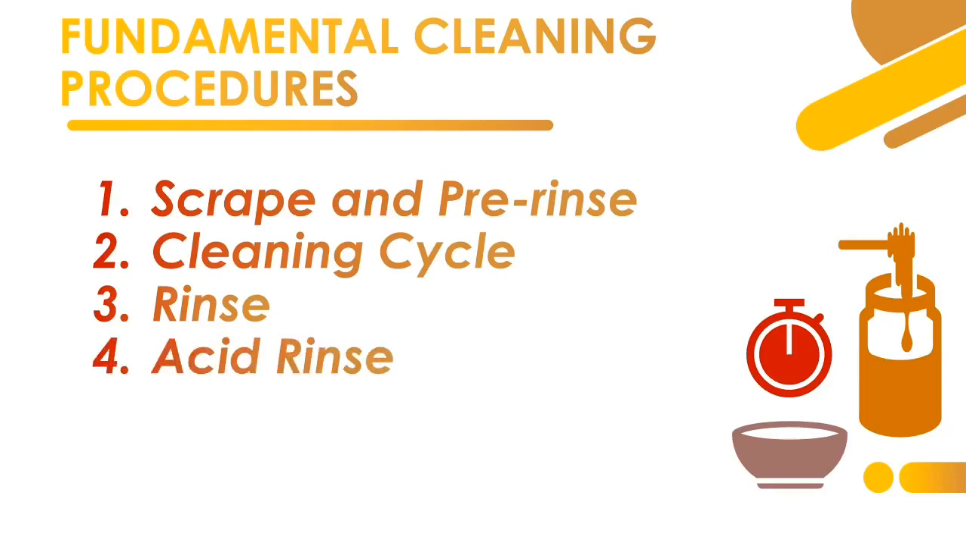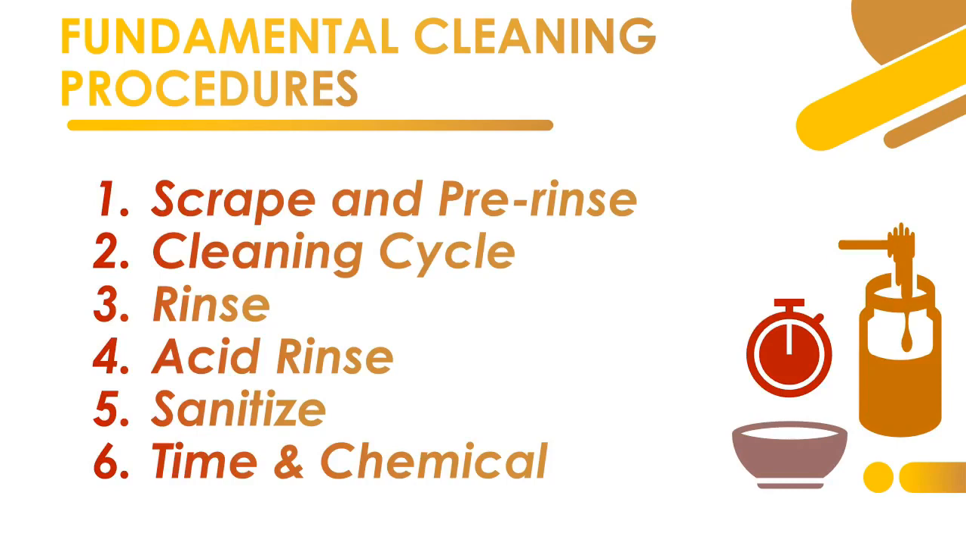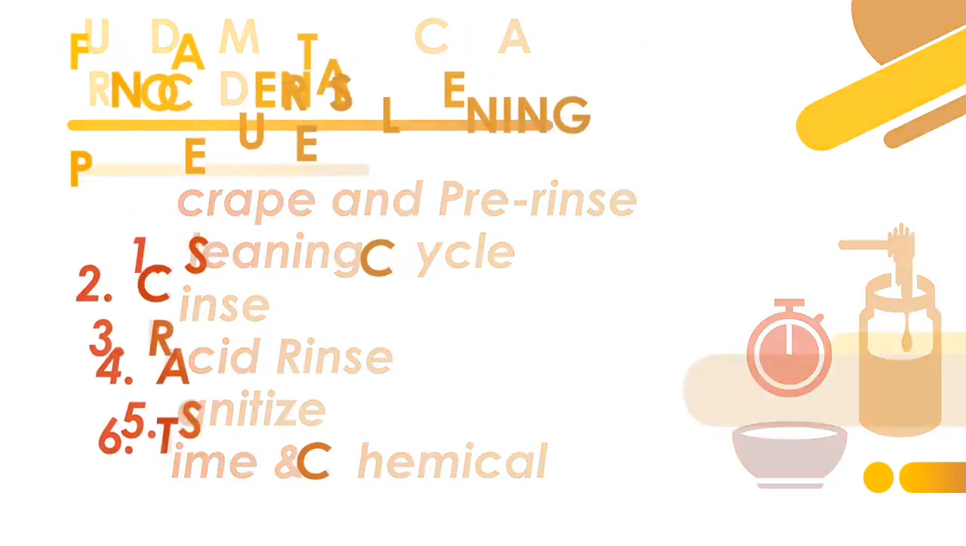4. Acid rinse. A mild acid rinse of the equipment neutralizes any alkaline residues and removes any mineral soil present. 5. Sanitize. All equipment surfaces are rinsed or flooded with a sanitizing agent. 6. Both time and chemical concentrations are critical for optimum results. So these 6 fundamental cleaning procedures must always be considered and observed in cleaning both tools and equipment to make sure that they are free from food soils and deadly microorganisms.